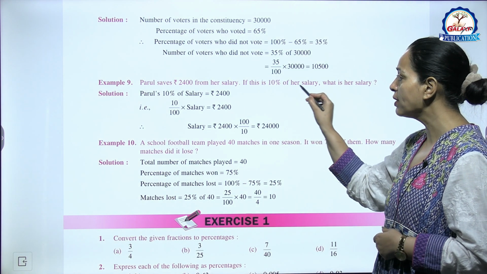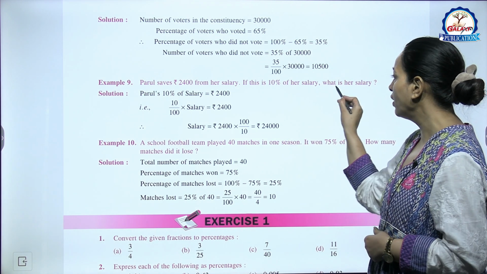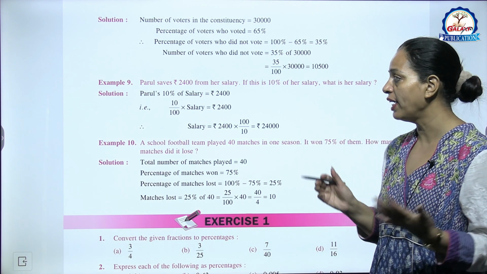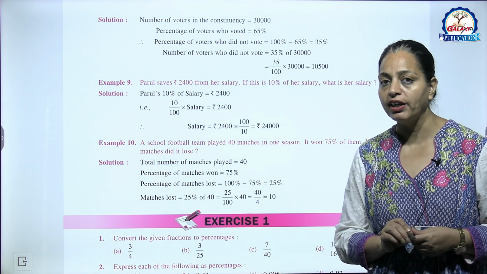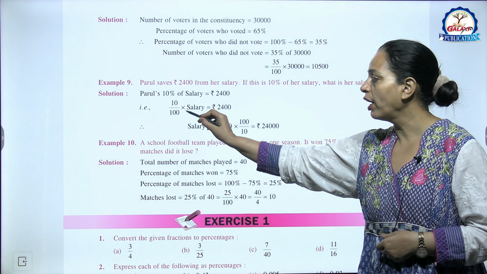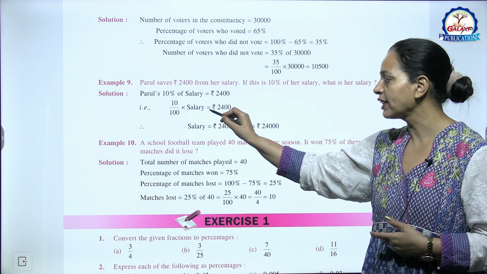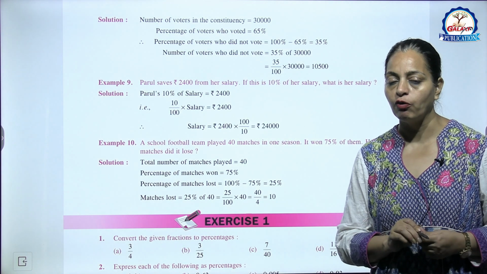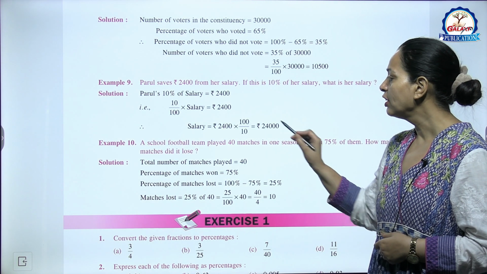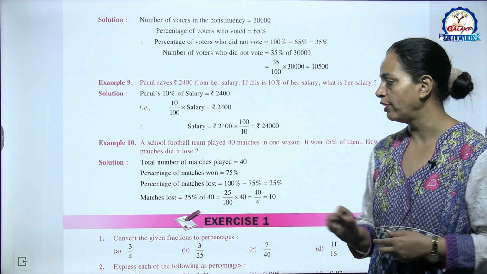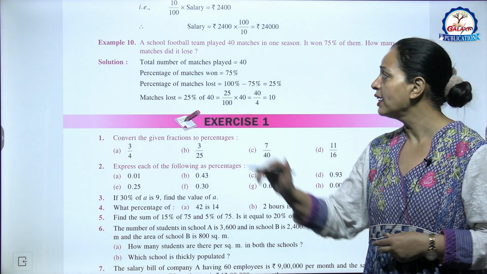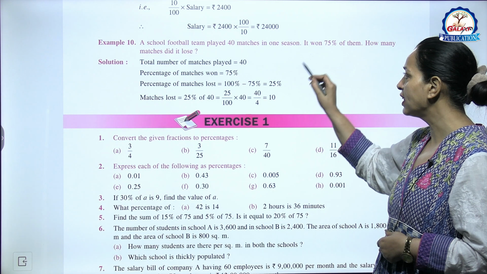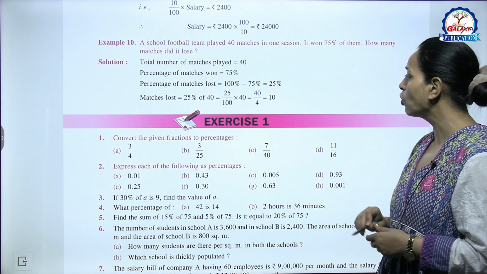Now example 9, Parul saves rupees 2,400 from her salary. If this is 10% of her salary, then what is her salary? So let it be x. So 10% of x equals 2,400. So 10 upon 100 into salary or x आप ले सकते हैं equals 2,400. So that is 24,000, right? Now example 10, a school football team played 30 matches in one season. It won 75% of them.